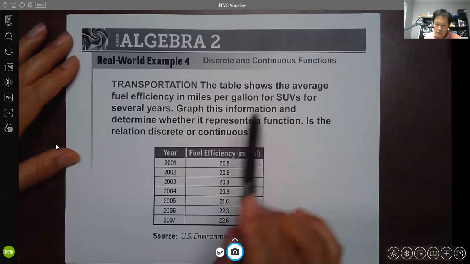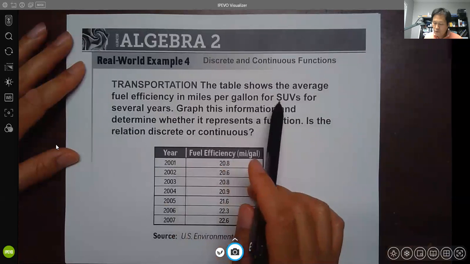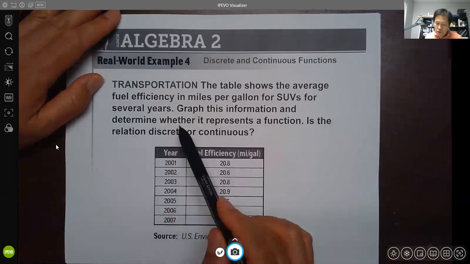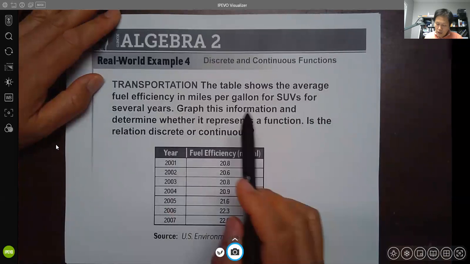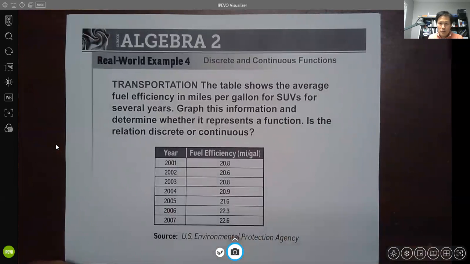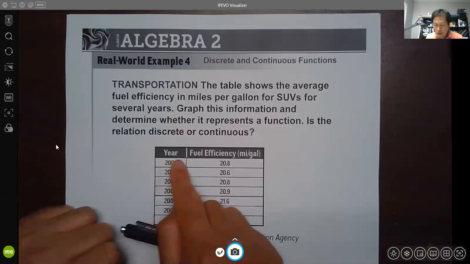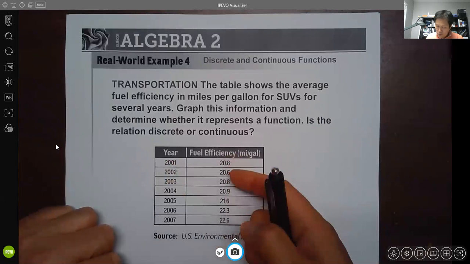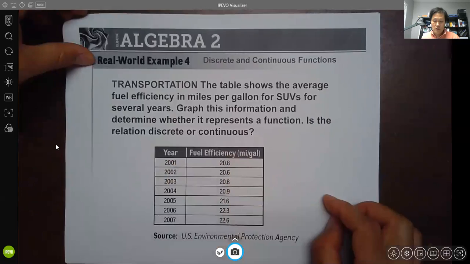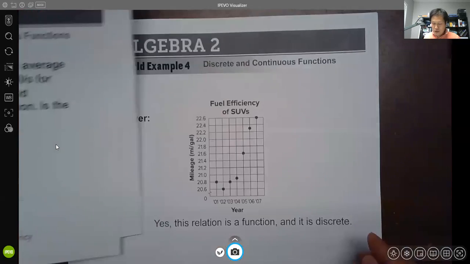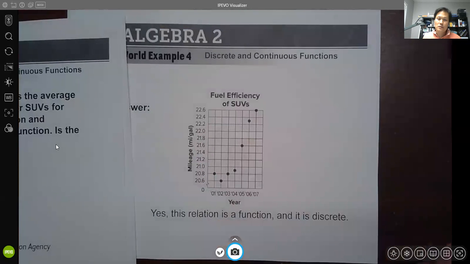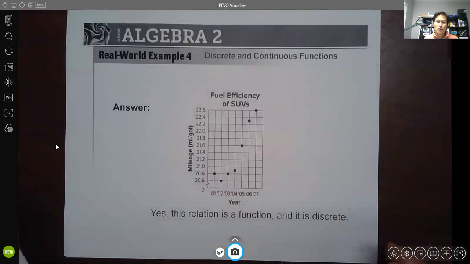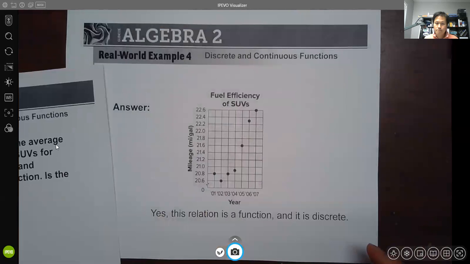The table shows the average fuel efficiency in miles per gallon for SUVs for several years. Graph this information and determine whether it represents a function. Okay, if you look at it, this is a point: x value, y value. X value, y value. You got 1, 2, 3, 4, 5, 6, 7 points. So you're just plotting 7 points on the x-axis, y-axis. So that's what they meant by graph: plot a bunch of points on graphing paper.